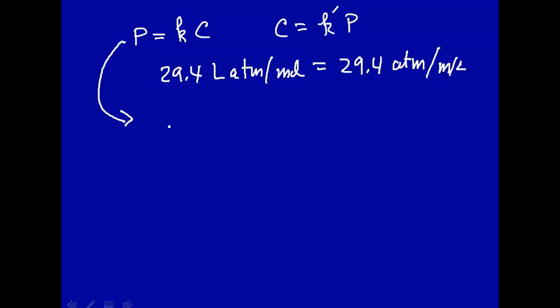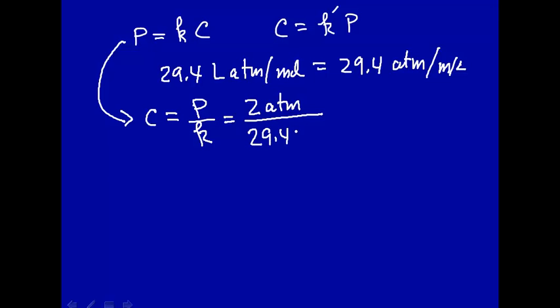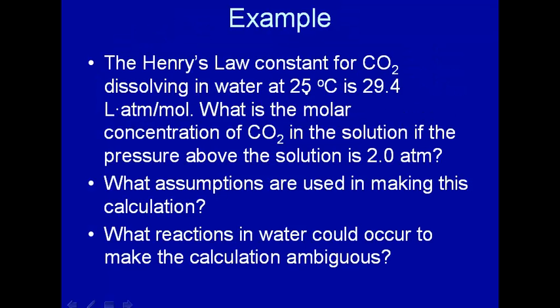So we're asked to calculate what the solution concentration will be if the pressure above the solution is something. So the pressure above the solution in the problem is 2 atmosphere. The Henry's law constant is 29.4 atmosphere per molar, and so this comes out to be 0.068 molar. So that's the concentration of CO2 in the solution when the pressure of CO2 above the solution is 2 atmosphere. Now, what assumptions are used in making this calculation?